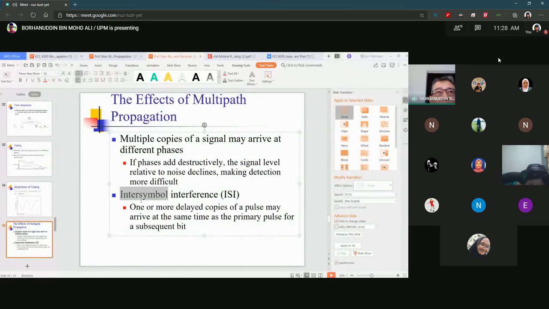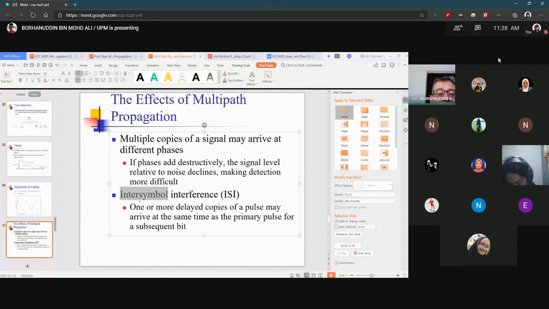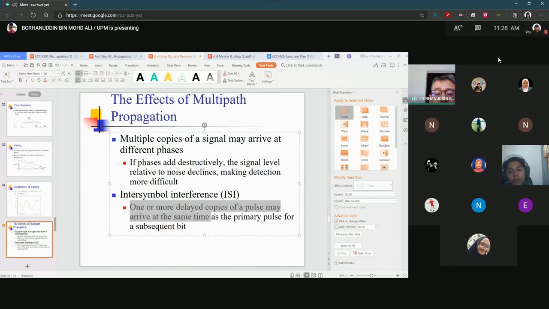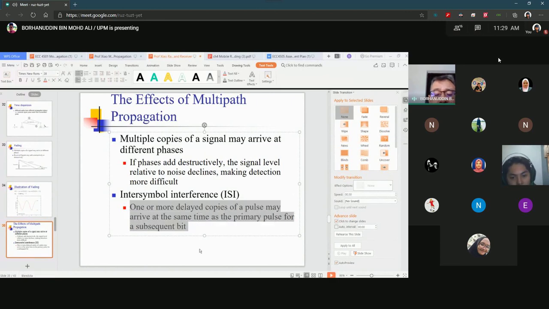So when you send them, you can't see what they are. And because of this multipath propagation effect, they cause interference to the next symbol. So this is called inter-symbol interference. One or more delayed copies of a pulse may arrive at the same time as the primary pulse for a subsequent bit. Subsequent bit means the bit that follows, or rather symbol, it should be symbol here.